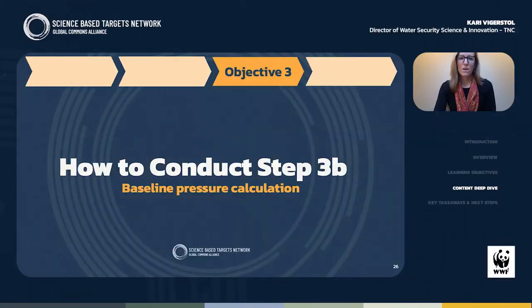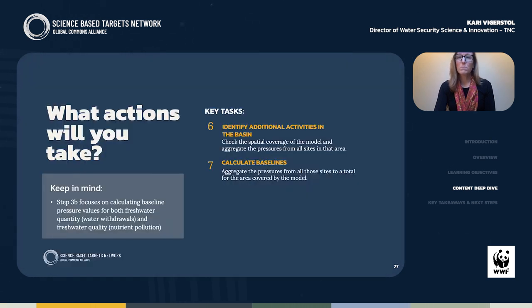Before we get started, we'd like to highlight, in the case of step 3B, there will be two key tasks to perform. First, companies identify additional activities in a given basin, and then they can calculate baseline values.